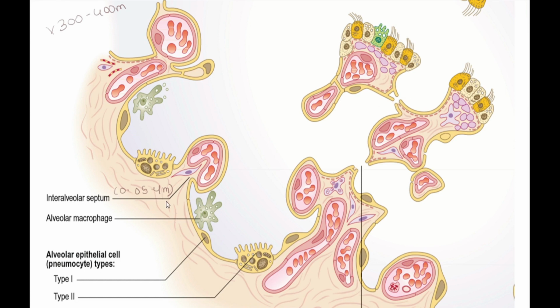Then lastly, we have the alveolar macrophages. Of course, a macrophage is a phagocyte that takes care of debris, and mostly it gives off an immune response and takes action against bacteria. So keep that in mind.